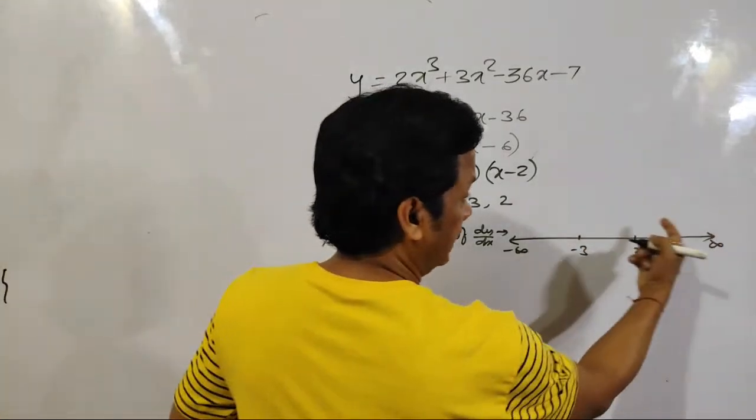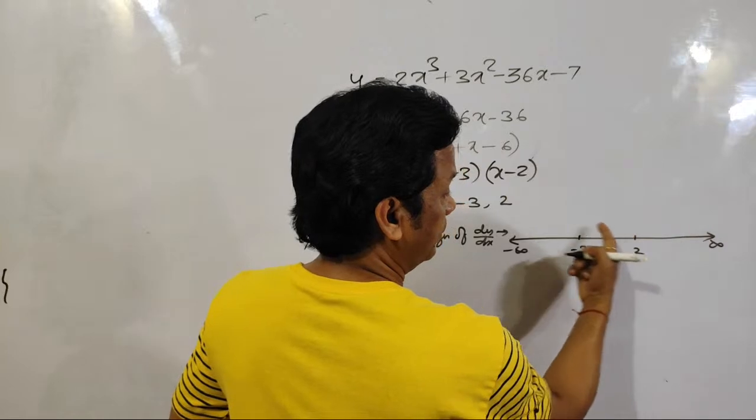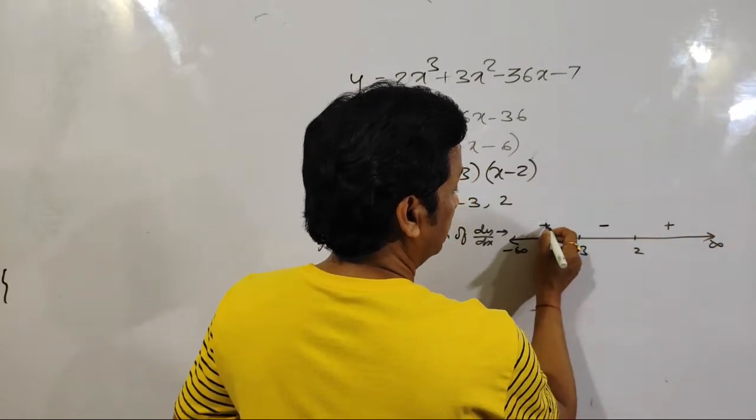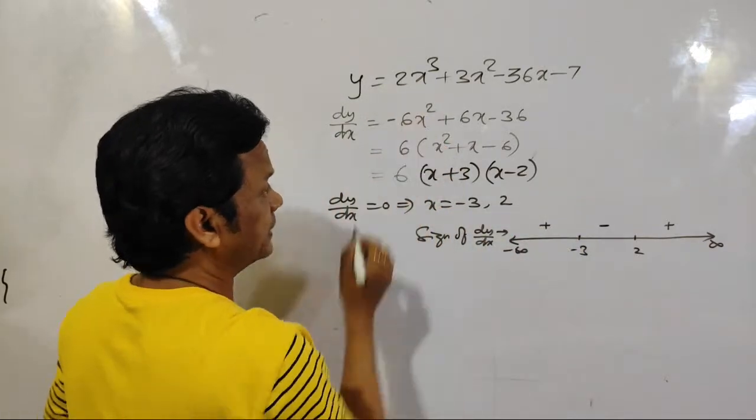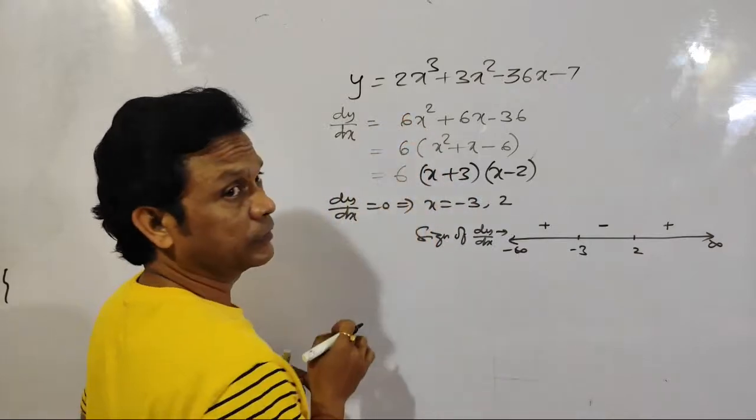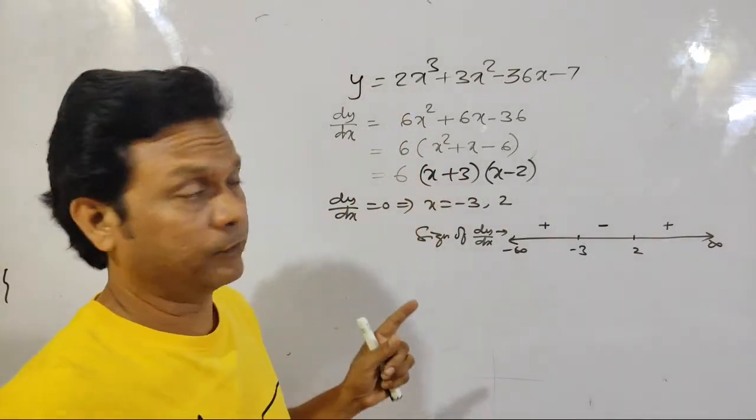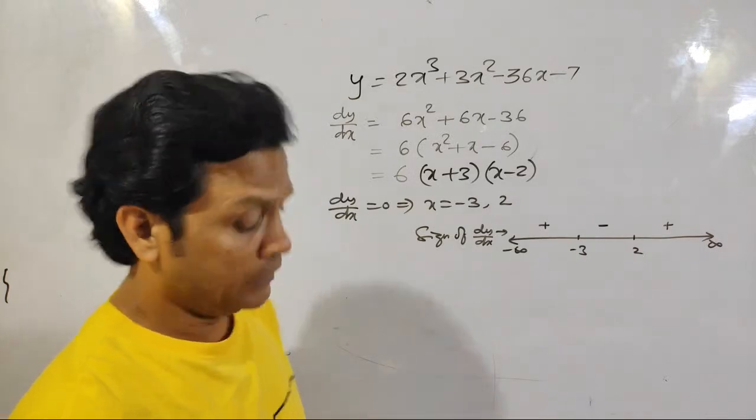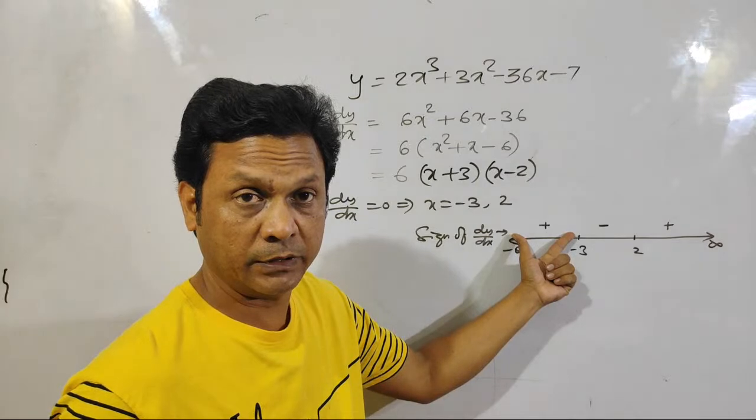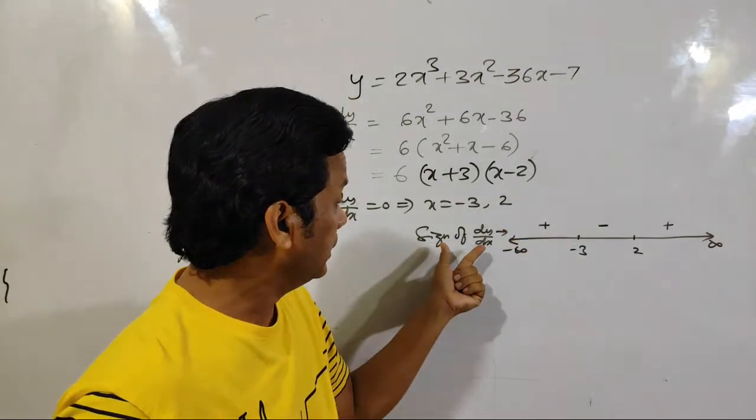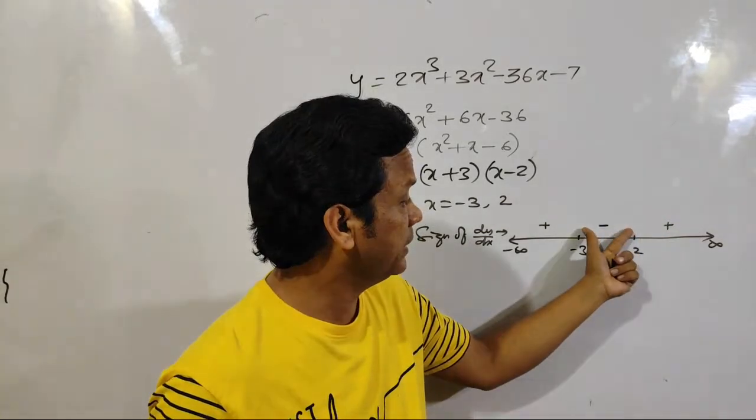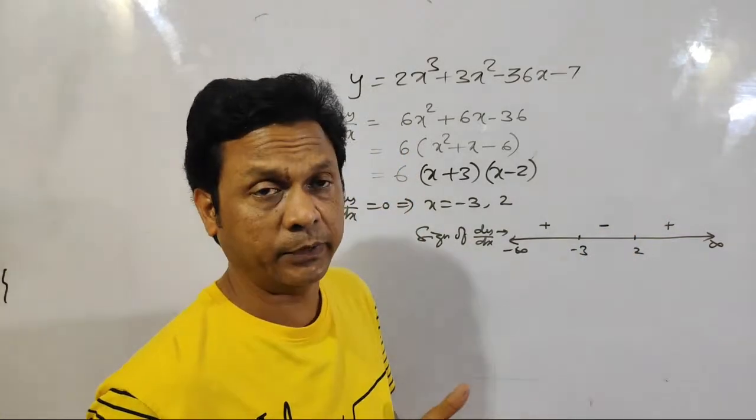So from the right hand side, there are three intervals: first interval, second interval, third interval. This should be positive, this is negative, this is positive. And if it were minus 6x square, this would be negative, this would be positive, this would be negative. Clear? That is the trick. That means in this interval dy by dx is positive, and in this interval dy by dx is positive. In this interval, the value of dy by dx is negative.